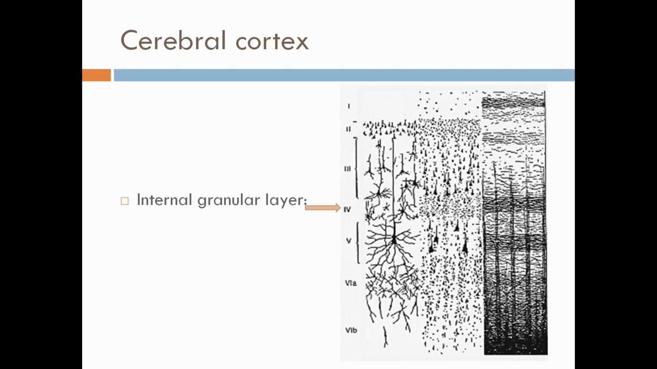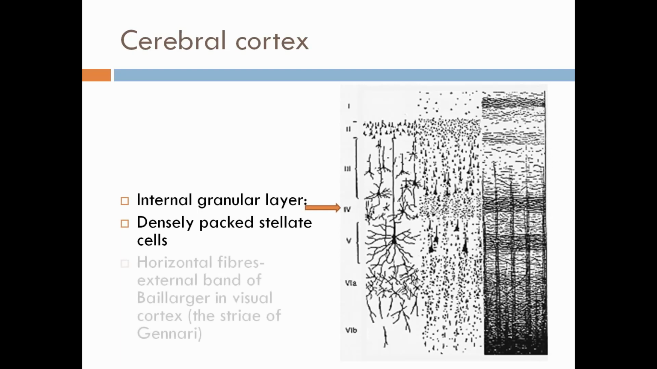Layer number 4 is the internal granular layer. This layer is comprised of densely packed stellate cells. Another chief feature to be noted in layer number 4 is the presence of horizontal fibers which give rise to the external band of Baillarger, which is especially prominent in the visual cortex or the striate cortex. Macroscopically, this band of fibers is what gives rise to the stria of Gennari.